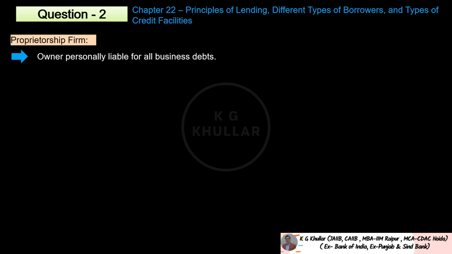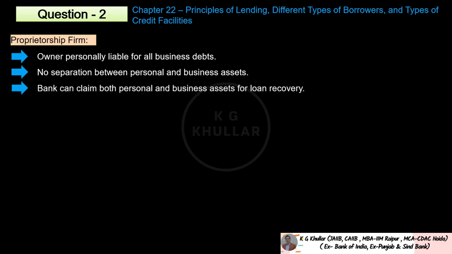So friends, this means that if Mr. Verma defaults, the Balasore Urban Bank can initiate legal proceedings to claim both his personal as well as business assets to recover the loan amount.